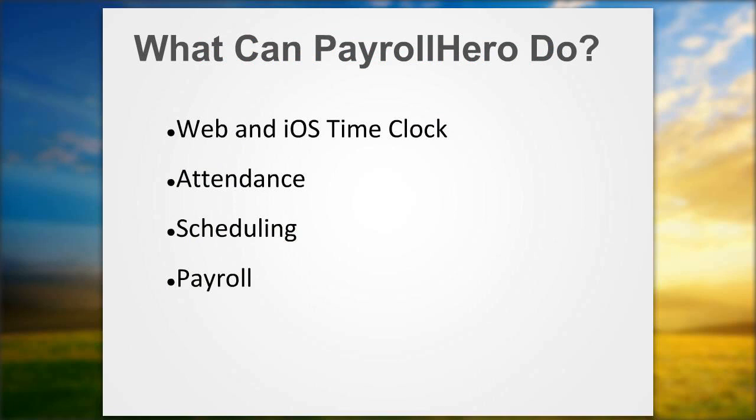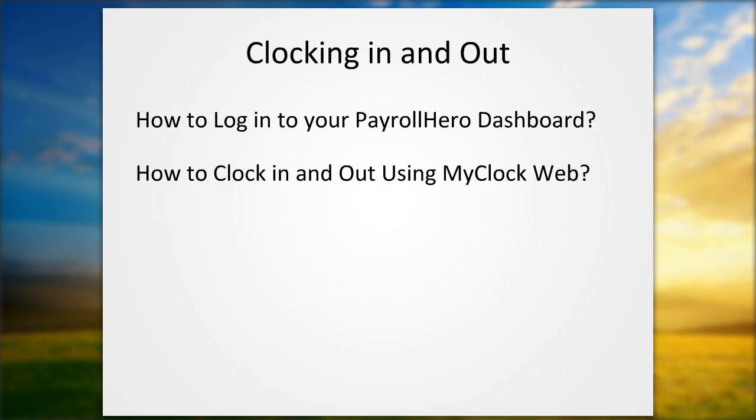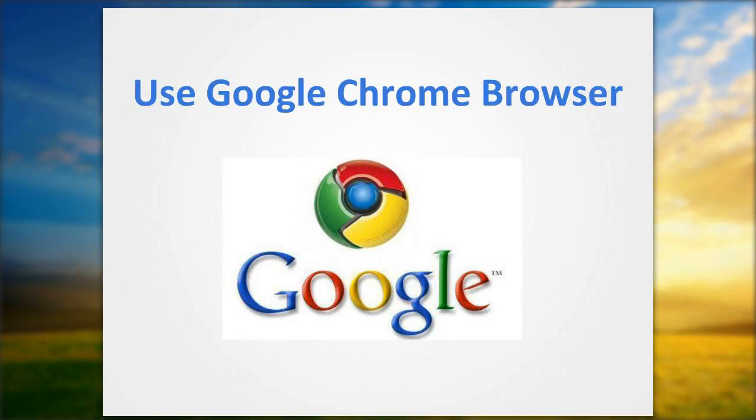I'll be starting from how to clock in and out, then checking and resolving attendance, then creating shifts and schedules, and lastly, payroll. First, how to log into your Payroll Hero dashboard, then how to clock in and out using the My Clock web. Payroll Hero is currently designed and optimized for Google Chrome, though it works on other browsers. The interface may not be as clean, so we highly recommend using the latest version of Google Chrome.